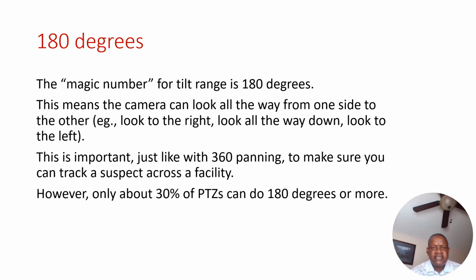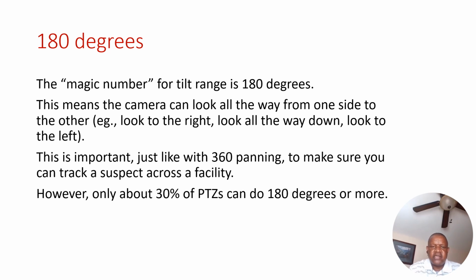180 degrees, the magic number for tilt range up and down is 180 degrees. This means the camera can look all the way from one side to the other side. Look to the right, look all the way down, look to the left. This is important, just like 360 panning, to make sure you can track a suspect across a facility. However, only 30% of PTZ cameras can do 100 degrees or more.